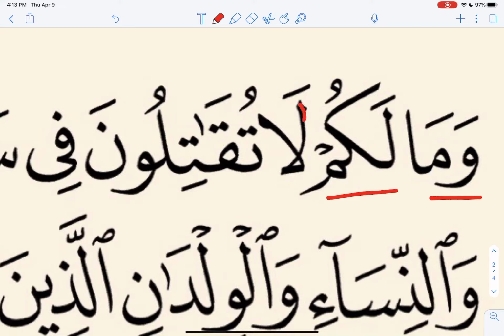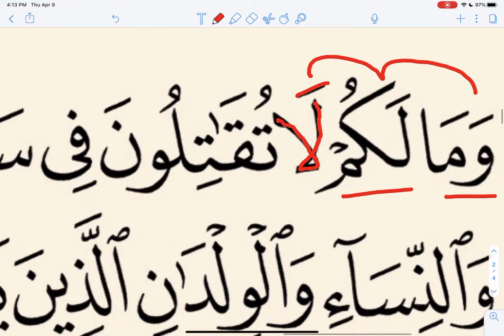We have a lam that comes first, and then they do this design. If you want to think about it, it's just lam and then an alif, but that doesn't really look right. It looks like a U and might be confusing. That's why they do that little crisscross thing. So we have lam fatha la, followed by an alif, so it's going to be la. So wa ma lakum la, and then here we have a ta with a dhamma.